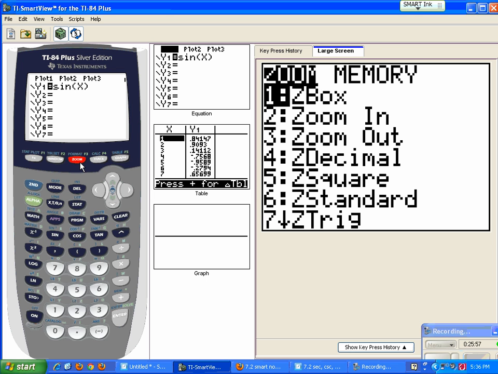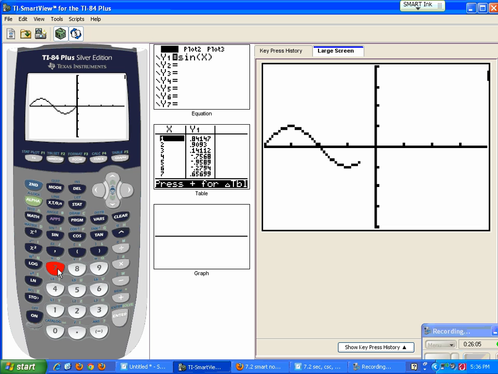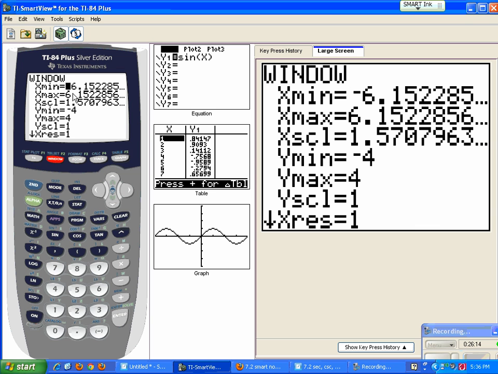Now, if you go to zoom, the cool thing about zoom is you'll notice that number 7 says ZTrig. That means zoom trig. So it gives you nice values to use when you're graphing. And so this would be my parent graph for sine. And if you go to your window now, look at your values.